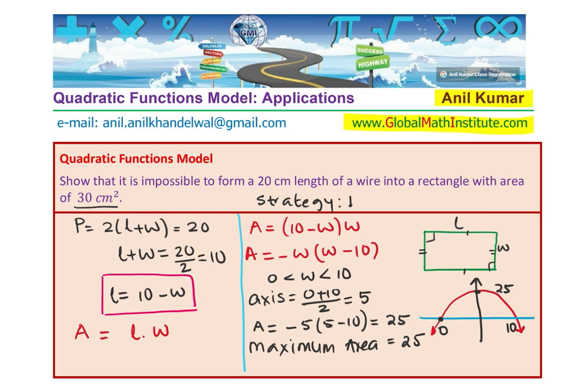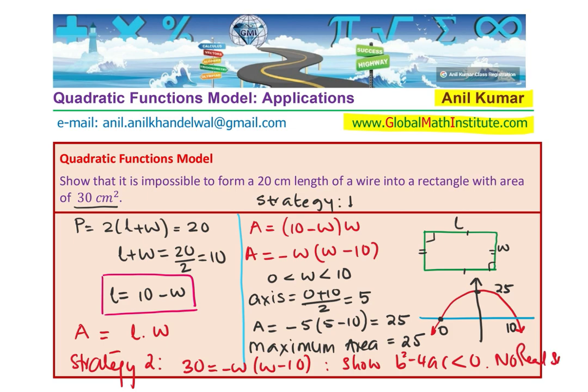So I'd like you to do strategy 2, where you equate the area to 30 and you get minus W times W minus 10 equals 30, and show that b square minus 4ac is indeed less than 0, so no real solution. So I'm leaving that part to you. You already have the equation. Perfect. I hope that makes sense.